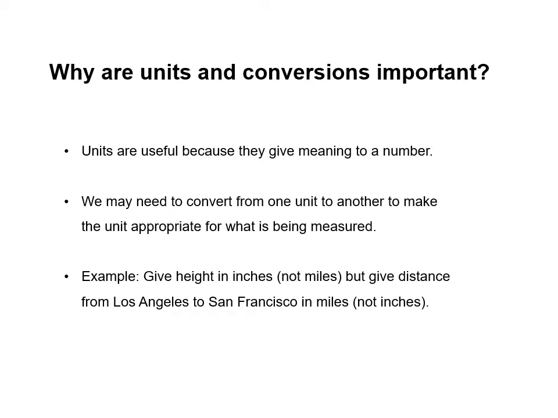So for example, if I tell you 25, that number 25 doesn't make any sense. But if I tell you 25 students or 25 meters, now that number makes a lot more sense, right? 25 students is referring to the number of students, for example, in a class. 25 meters is referring to a measurement of length, for example.